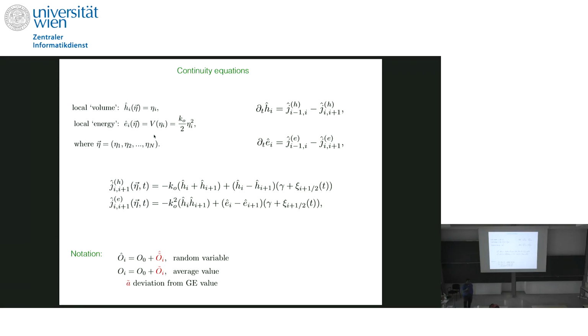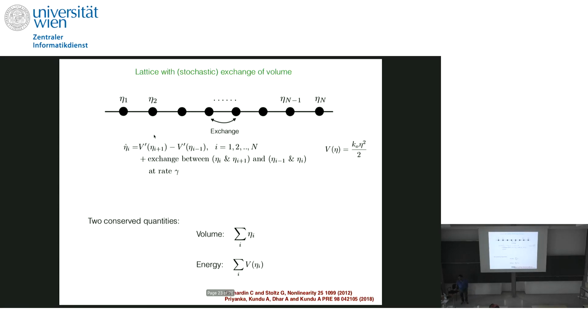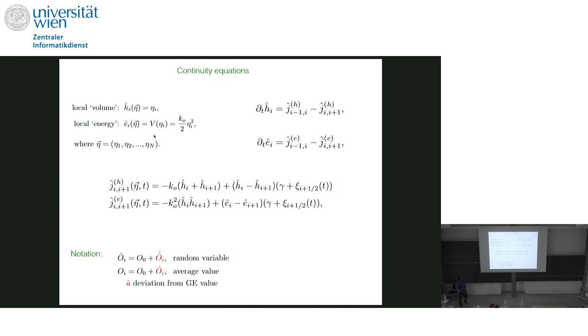For the time being, I'm considering it on a ring. I'll come back to the reservoir case later. The state of the system is represented by the zeta vector, where you have these variables. And this is a simple calculation, you can find out this expression.